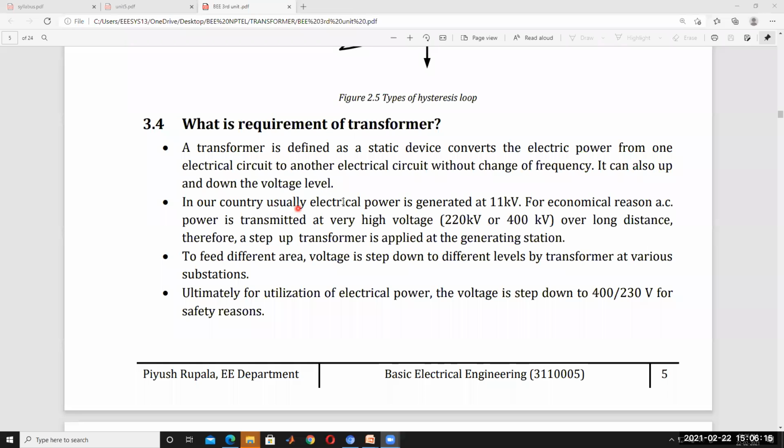In our country, electrical power is usually generated at 11 kV. For different types of generating stations, power is generally generated at 11 kV in thermal power plants, hydro and nuclear. So electrical power is generated at 11 kV, that is 11,000 volts; a single generator can generate 11 kV. For economical reasons, AC power is transmitted at very high voltage levels, 220 kV or 400 kV.